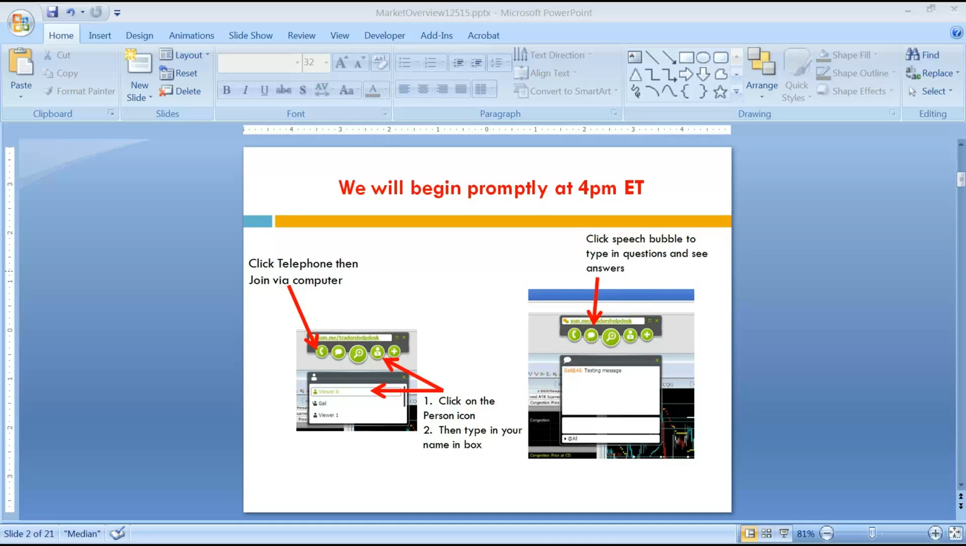Okay. Can everyone hear me, and can everyone see my screen? Then we are doing good.